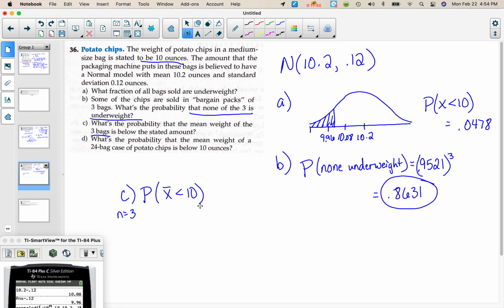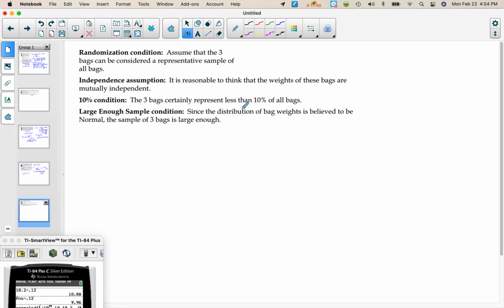Now all of a sudden I'm looking at a sampling distribution. So this is our new material. Before I can answer this question, I have to check conditions. Rather than write them down, I just copied them here and I want to talk about them. So randomization: assumed that the 3 bags can be considered a representative sample of all the bags, because we don't necessarily have anything about randomizing it. So we're just going to have to make that assumption that the 3 bags are representative of all the bags.